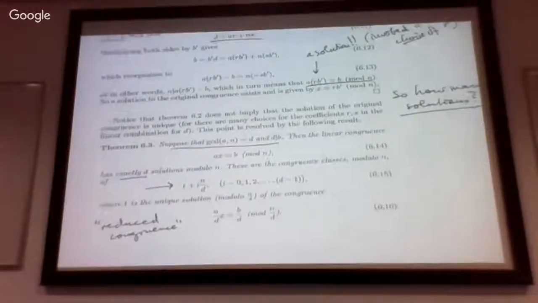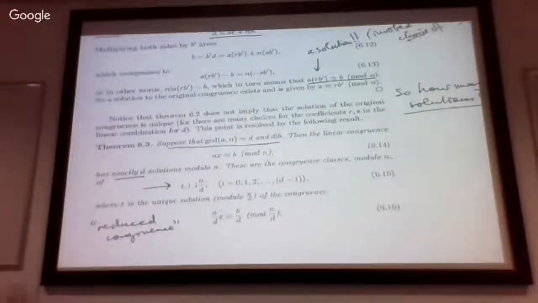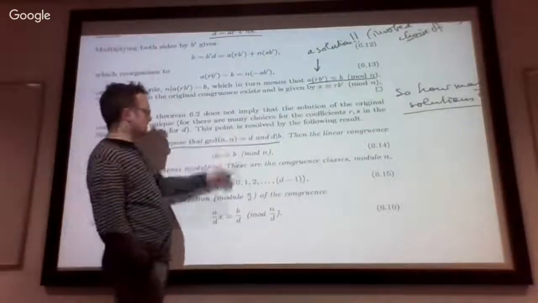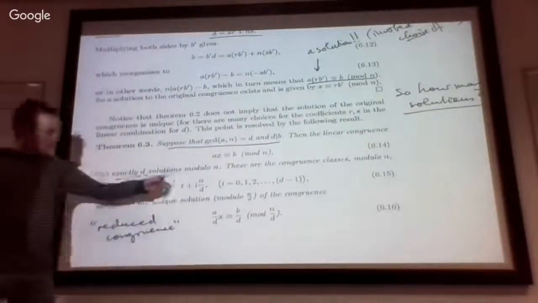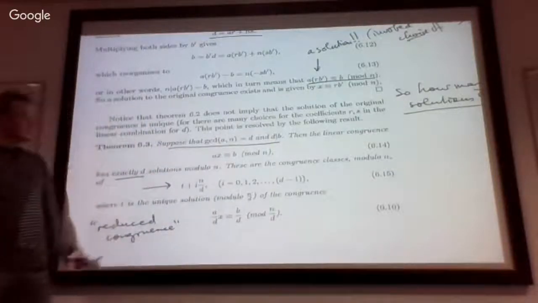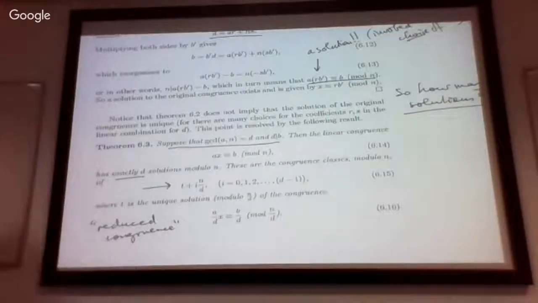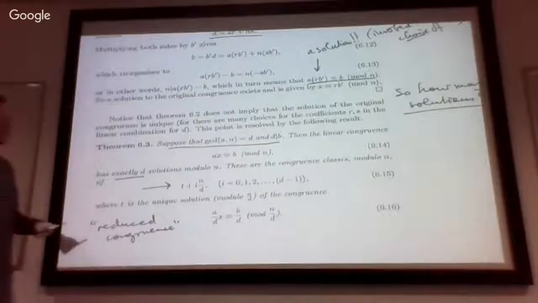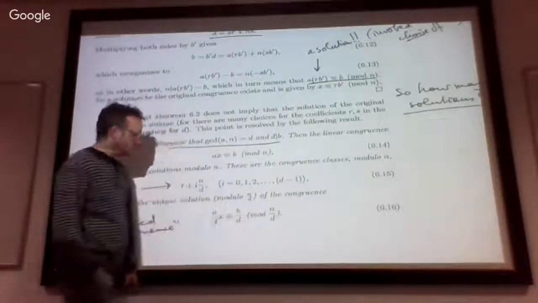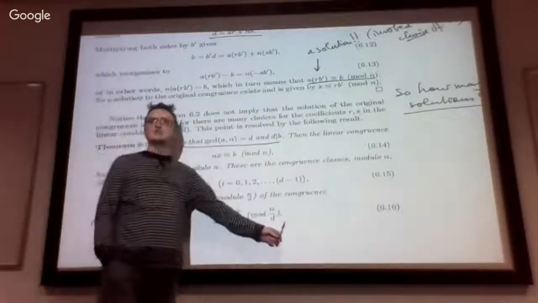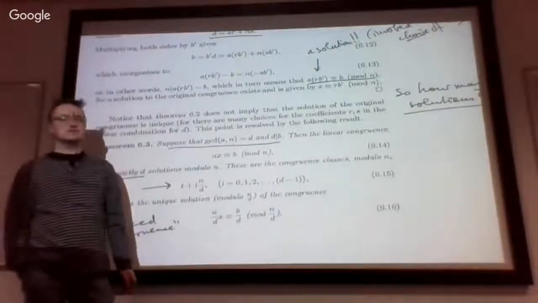Now we know what n and d are. n is the modulus in question. d is the greatest common divisor of a and n. i is this parameter, which is going through those values. So what's t? Well, t is the single unique solution that there is, modulo n over d, to what we call the reduced congruence. Okay?